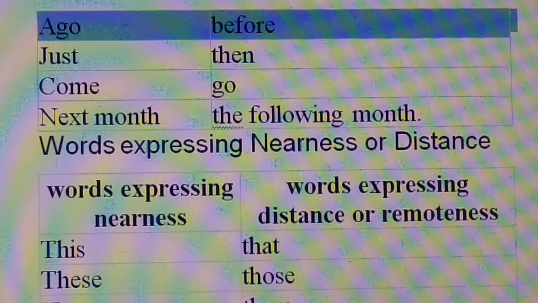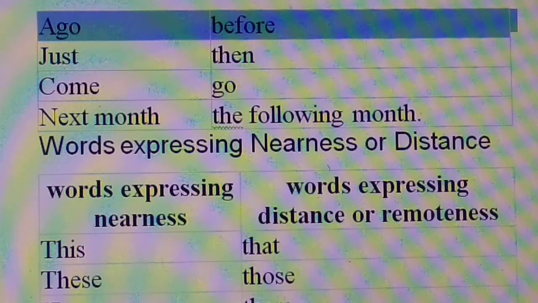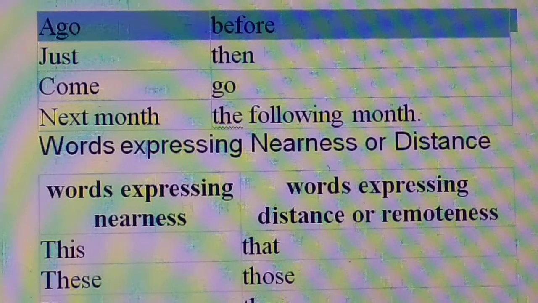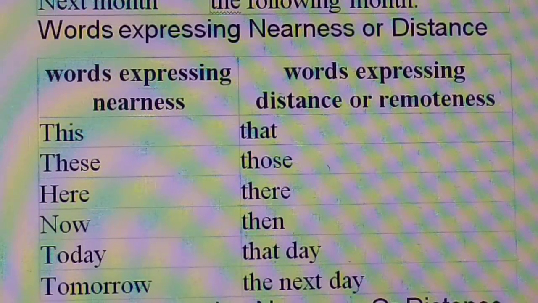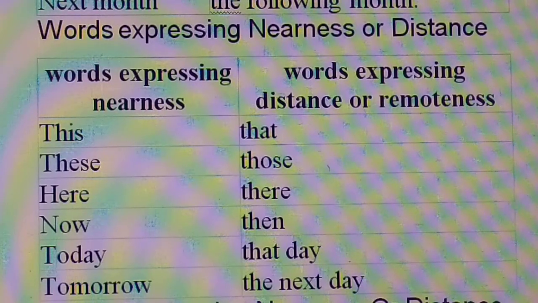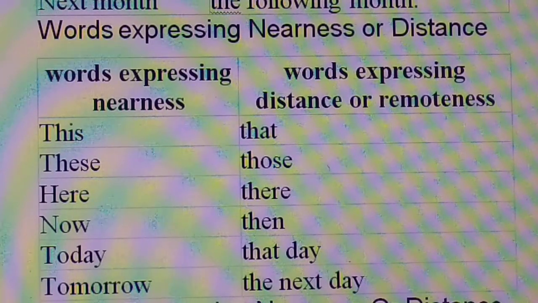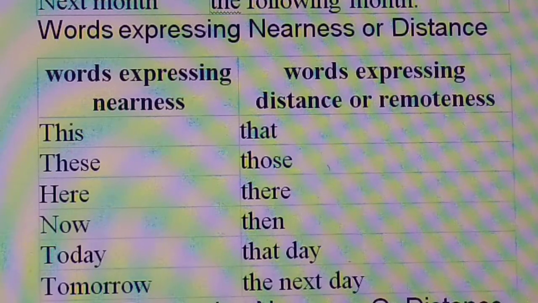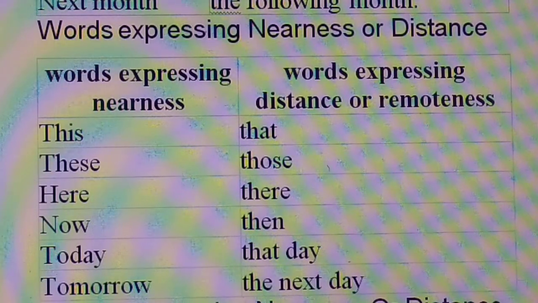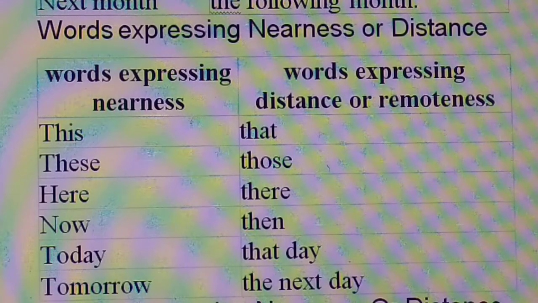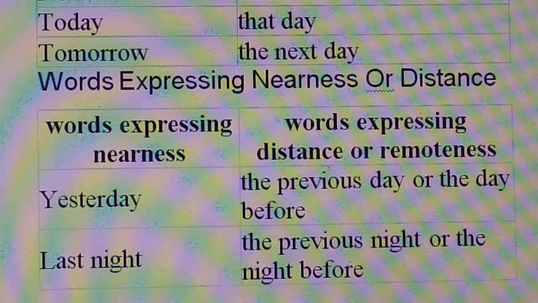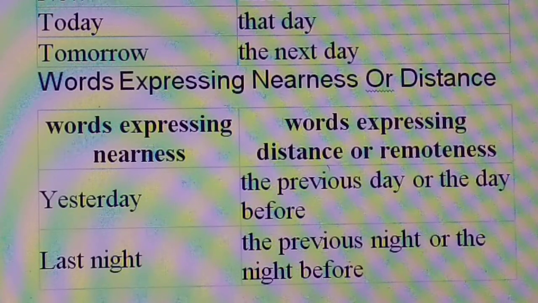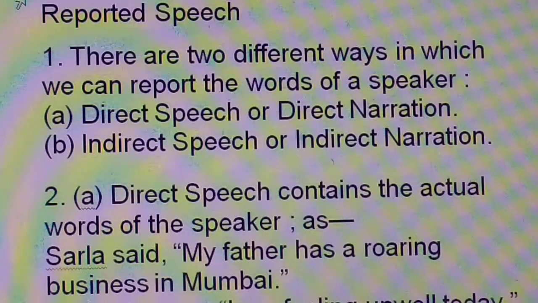Words expressing nearness. Words expressing what? Distance. This changes to that. These changes to those. Here changes to there. Now, then. Today, that day. Tomorrow, the next day. You have to learn these rules by heart and be thorough with them. Yesterday, the previous day, or the day before. Last night, the night before. You have to remember.